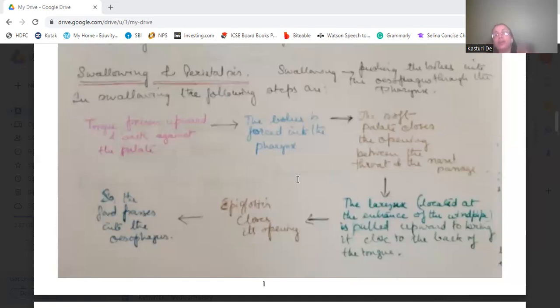Now this is how the food is swallowed. So first, what will happen? The tongue will move, pressing upward and backward. The bolus will be forced into the pharynx. The soft palate will close the opening between the throat and the nasal passage.